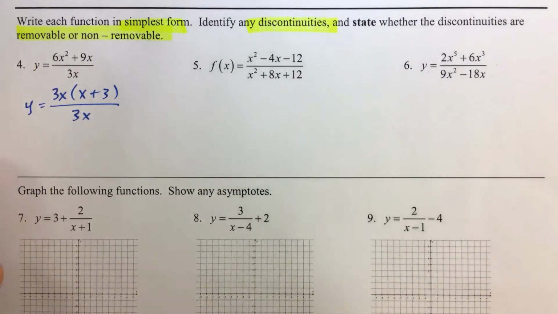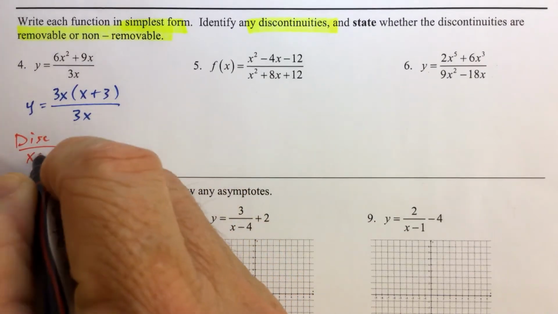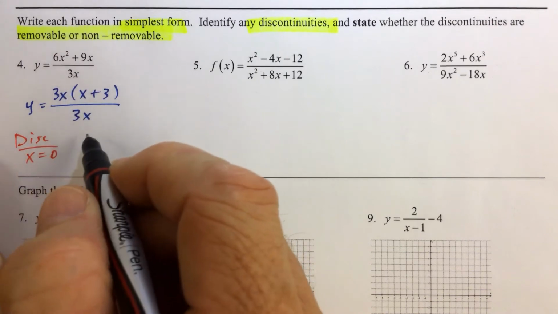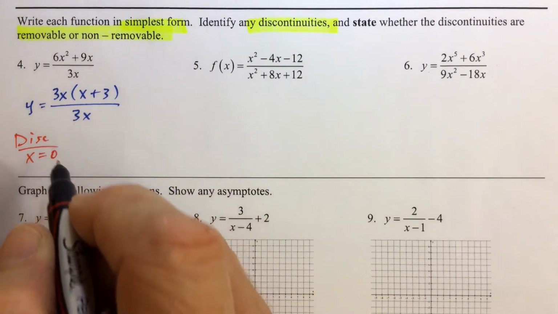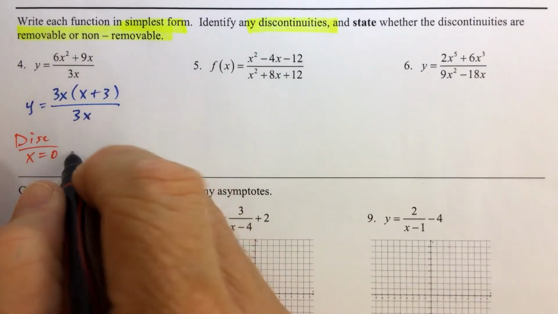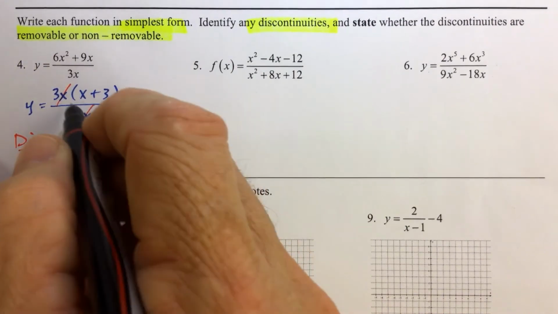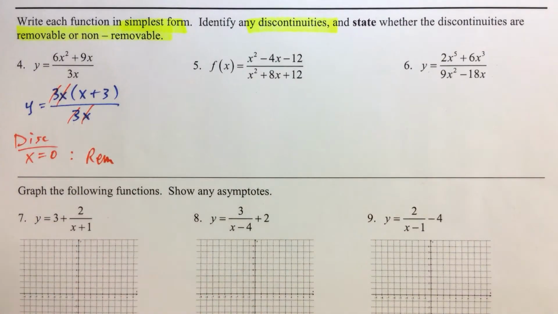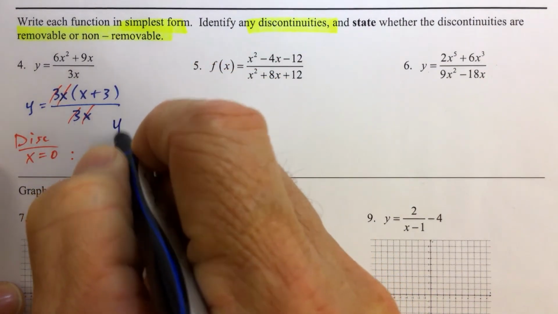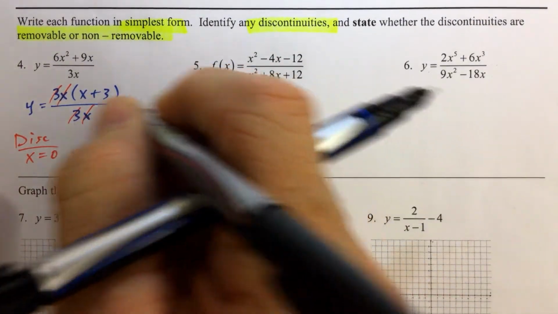But we have discontinuities here. If the denominator is 0, then that's undefined. The fraction is undefined when the denominator is 0, and the only number that would make the denominator 0 is if x is equal to 0. And then we cancel that factor, so it's removable. And we also cancel the factors of 3, and so all we're left with here is x plus 3, y equals x plus 3 over 1, and we don't have to write the over 1.